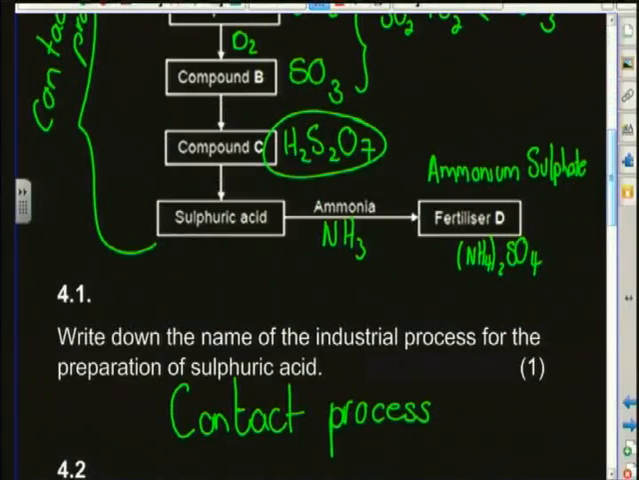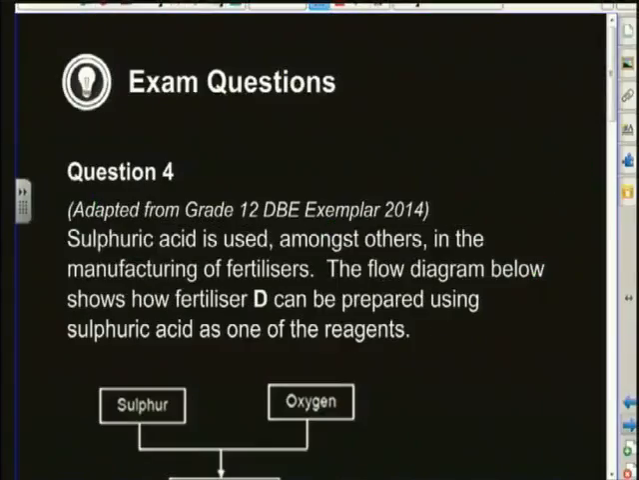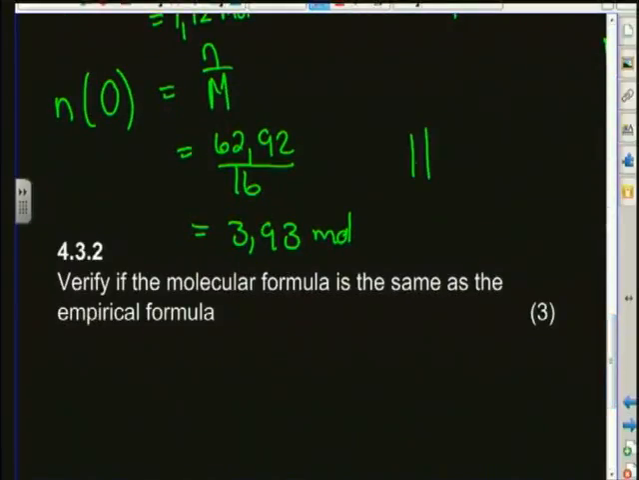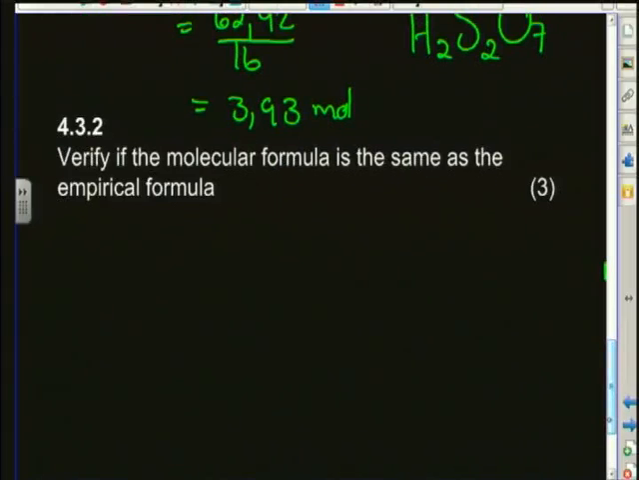You may or may not have to do that, grade 12s, but it's a check. At least now I can check myself and go, actually, that was right. Brilliant. So I know that it's H2S2O7. So that's the empirical formula. The question says, verify if the molecular formula is the same. Prove. Don't assume, prove. How do we do this? We compare molar masses. We compare the mass.